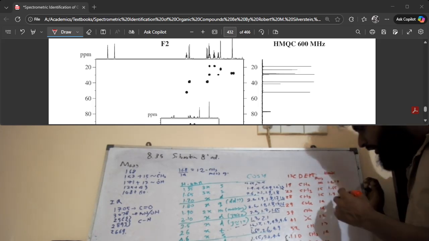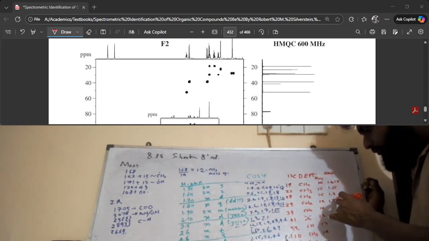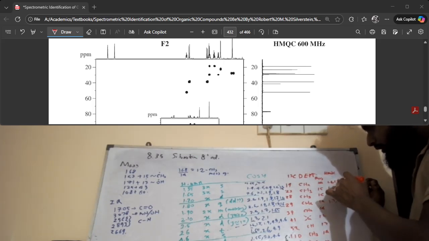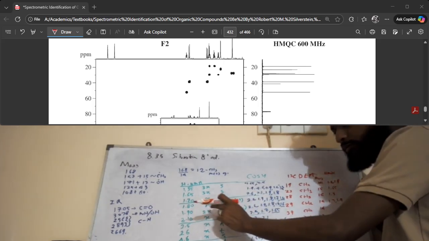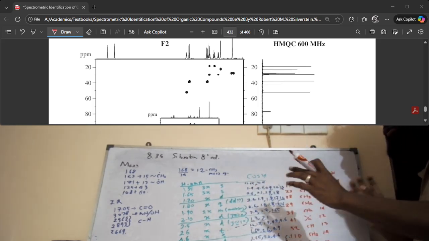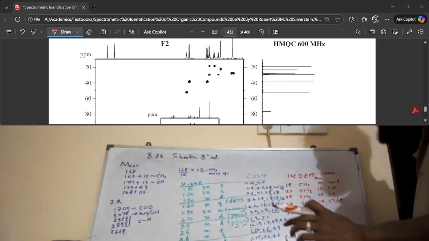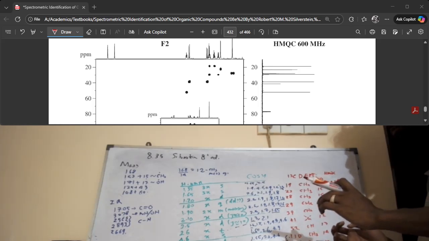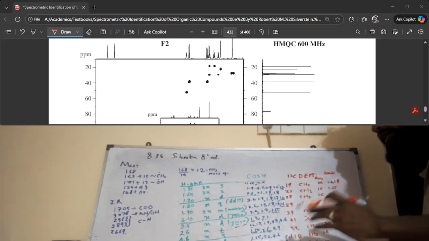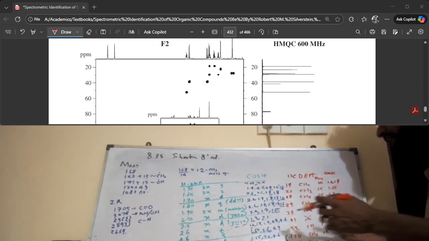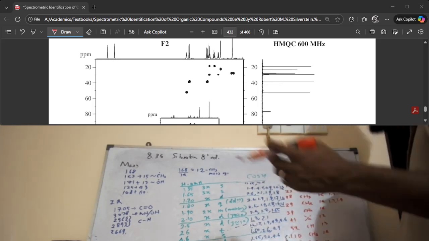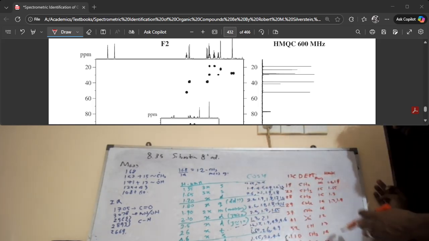1.7 and 1.9. Okay, so this is interesting. You can see that 1.9 is actually 2 protons, right? But they are not chemical shift equivalent protons. They are chemical shift non-equivalent protons that are coincidentally having the same shift. That is why you get a very messy multiplet over there, because these two are overlapping.